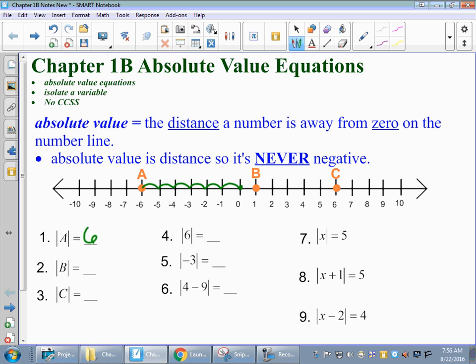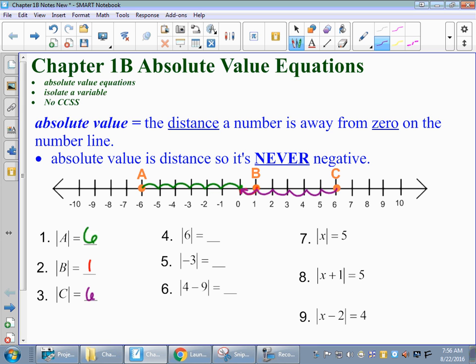For the absolute value of b, it's how far away b is from 0. And so if you look at b and count back to 0, it was 1 unit away from 0. It was a positive 1, and it's still positive 1. It doesn't change to the opposite sign. It's always in terms of a positive value. And c is at positive 6, and so it is 6 units away from 0 in the positive direction. So if you look, a and c both have the same absolute value because they are the same distance away from 0. One went to the left and one went to the right.